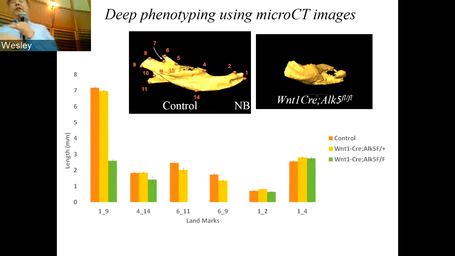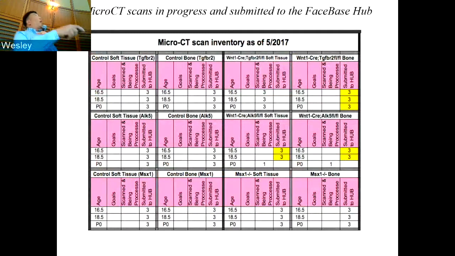And so this type of analysis really adds another dimension to our analysis of these mutant models, so we can get more information about the importance of the signaling pathway in regulating the development of mandible and maxilla. So this is so far what we have provided to the hub, and all of these are now available for us to use.